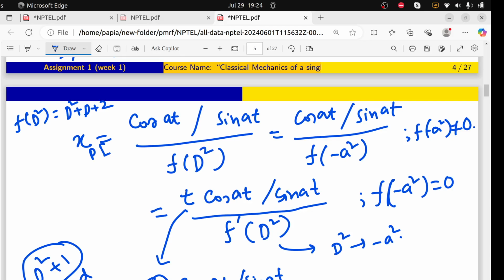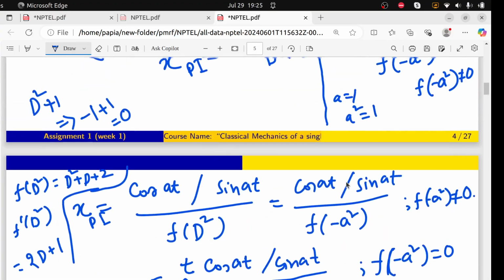So if I have f of d square equals to d square plus d plus 2, then our f prime of d square is 2d plus 1. It's simply a derivative with respect to d. So I have to do the derivative of this function, this denominator. And after that, I have to take the integration or differentiation according to my calculation.